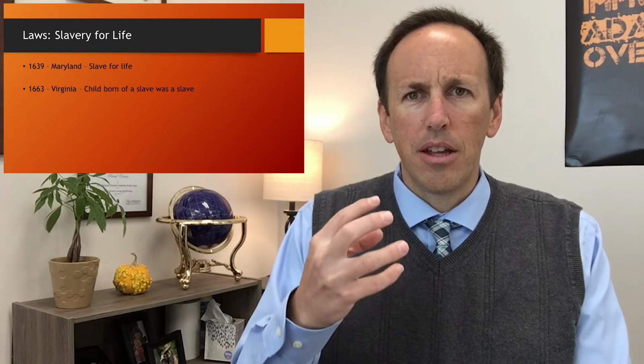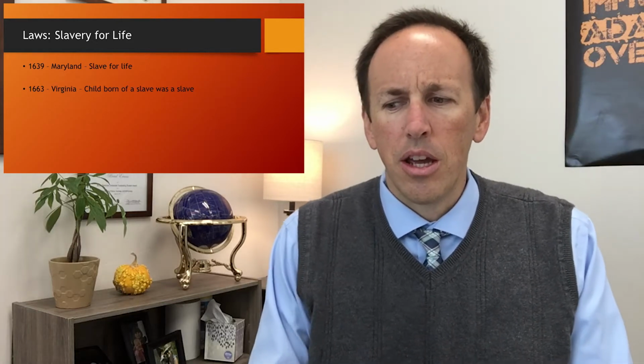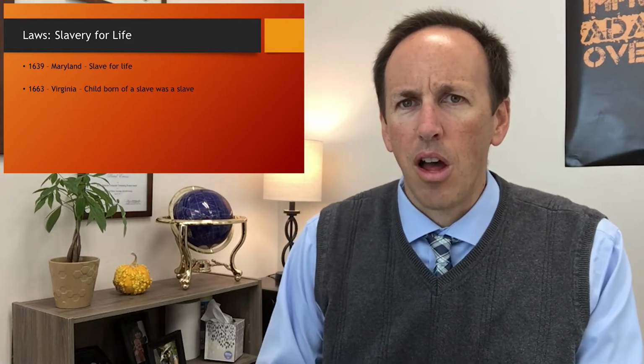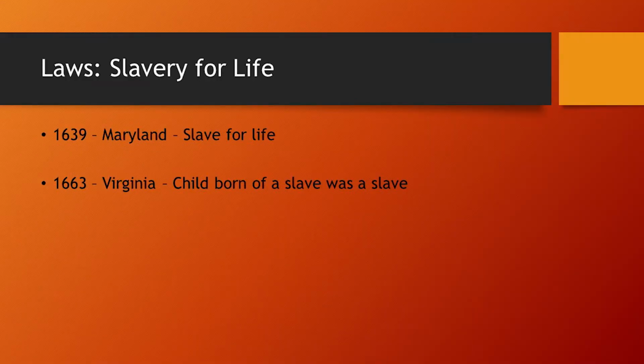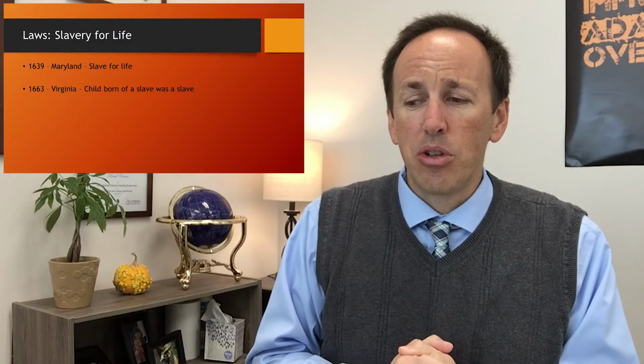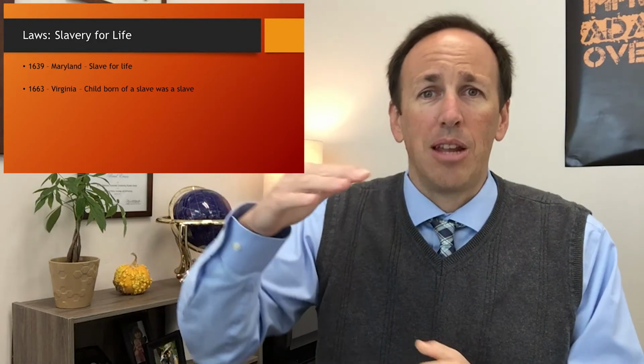But then there's also laws that are trying to institutionalize and solidify slavery. Maryland in 1639 has its first law that you're a slave for life. Remember, I've talked about how slave and indentured servant, although they're different, even being a slave, good chance you could get out of it. That's until these type of laws where now you're a slave for life. And then look at this, in 1663, Virginia, a child born of a slave is a slave. So now the slavery is getting passed down.